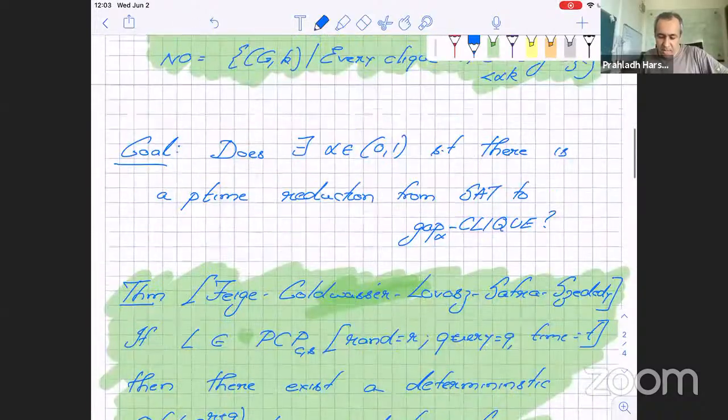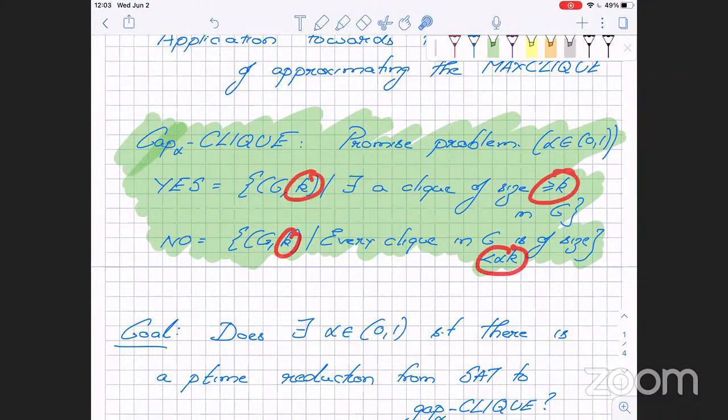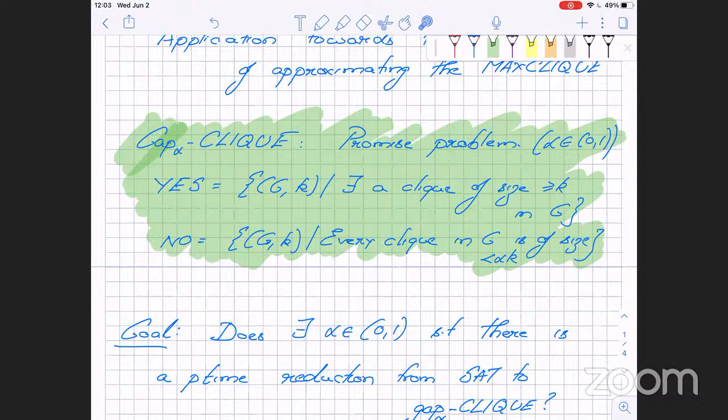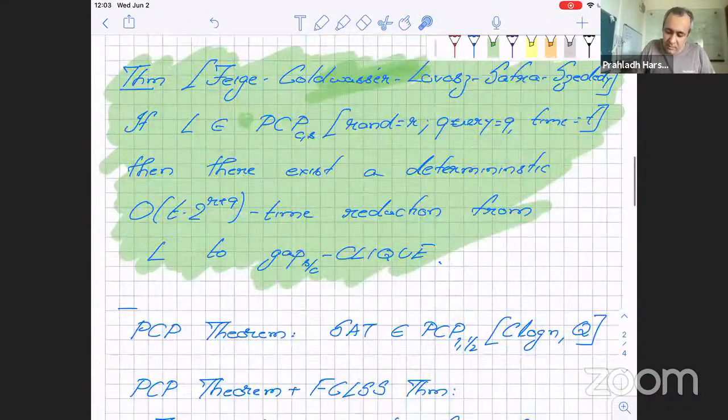Recall the gap is coming in the definition of the clique. So it's a gap alpha clique. In the yes case, there is a clique of size at least K. And in the no case, every clique is of size at most alpha K. The alpha is a fixed alpha for the whole gap clique language, the promise problem. And then I'm allowed to vary K for every input. Okay, so the approximation factor is not coming from K, it's coming from alpha. So it's coming from over here, this guy.